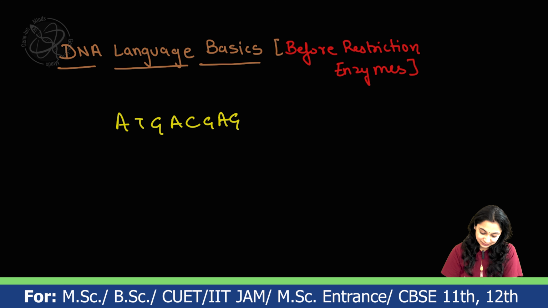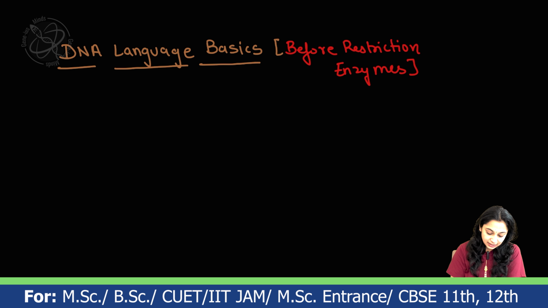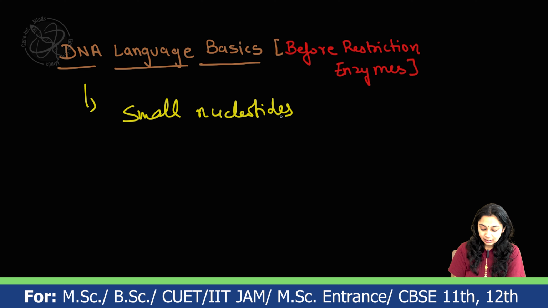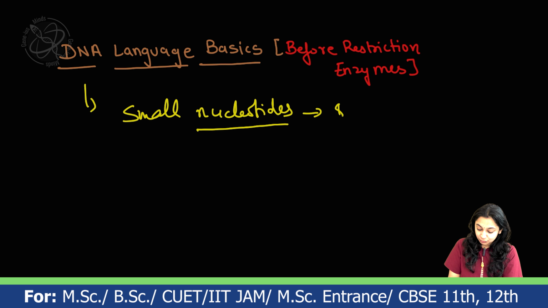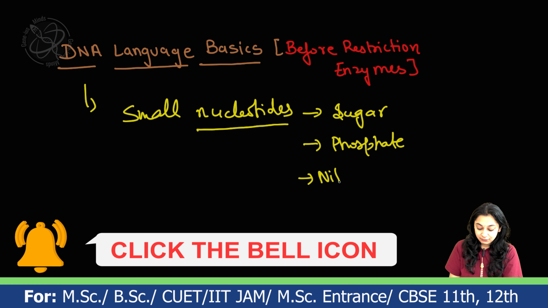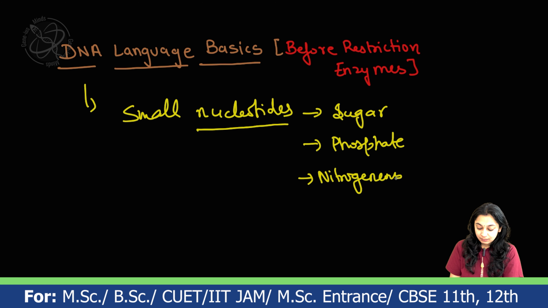So let's get started. DNA is made up of small nucleotides. Now, what are these nucleotides? A nucleotide comprises three important things: the sugar molecule, the phosphate, and the nitrogenous base. Very important in biotechnology, the nitrogenous base. The sugar which is present in DNA is known as deoxyribose.